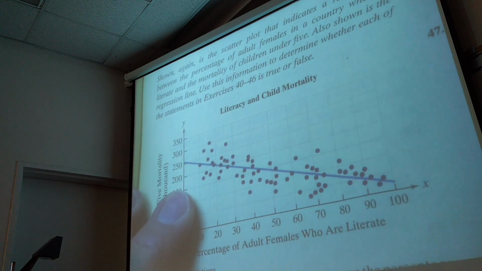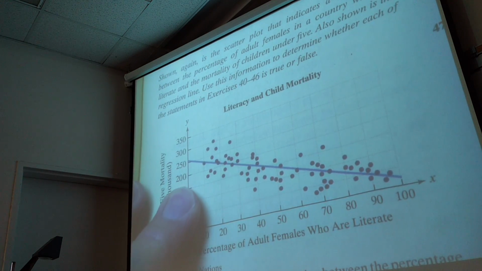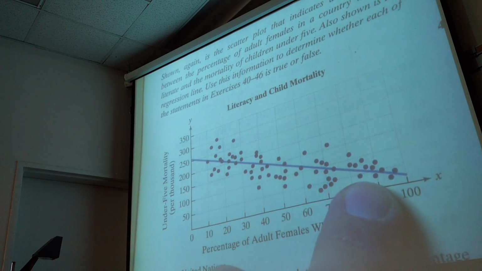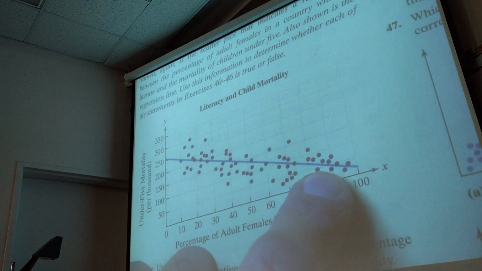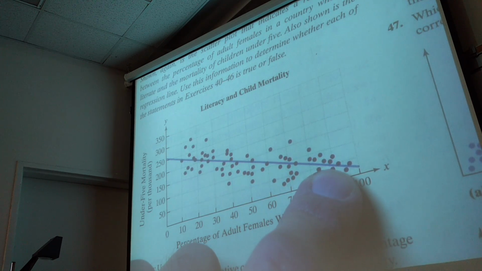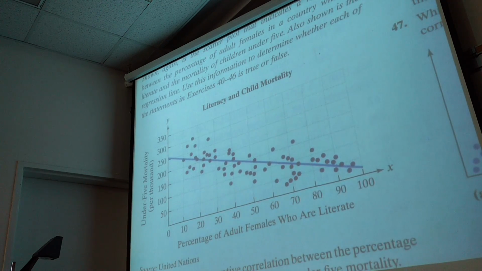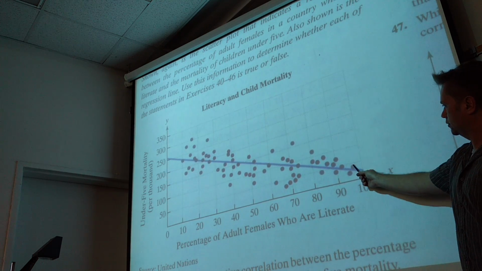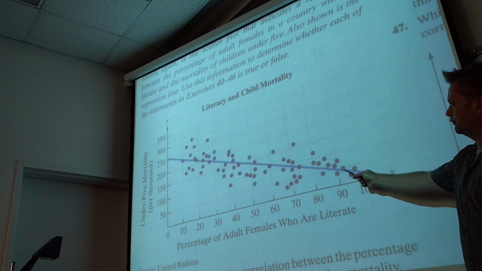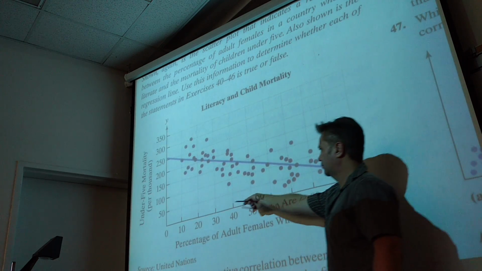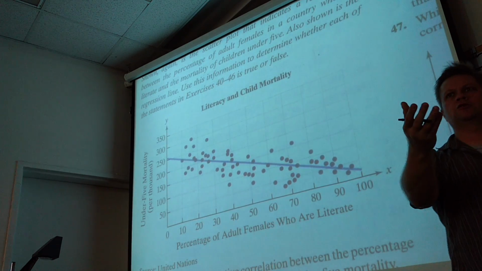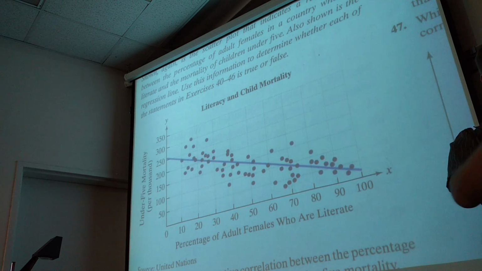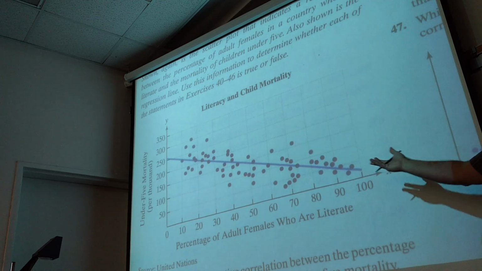So finally, 46 says the country with the greatest percentage of females who are literate has an under 5 mortality rate that is less than 50 children per 1,000. So the greatest literacy rate looks to be right there. Is that under 50? Yes. All right, that's true. So some of those questions are just, can you read this graph? That's not statistics. It's just, can you read the graph?